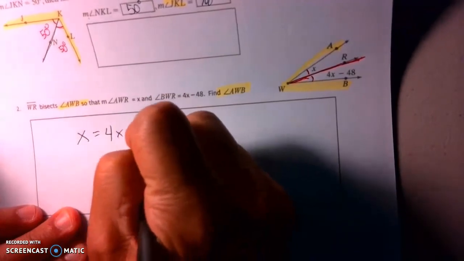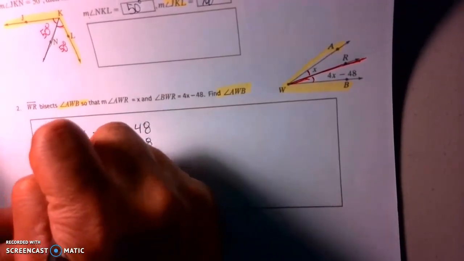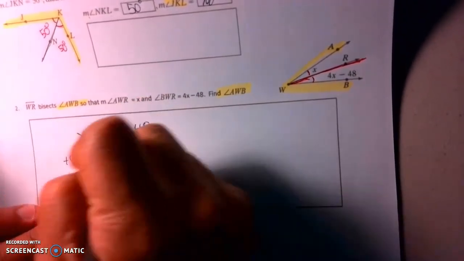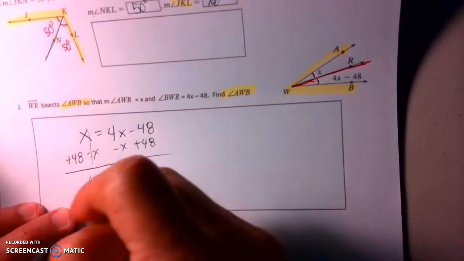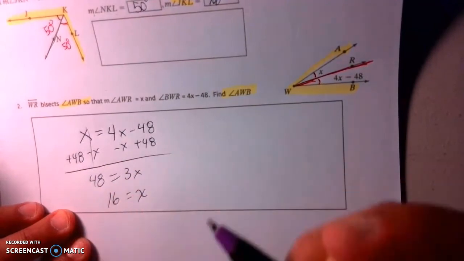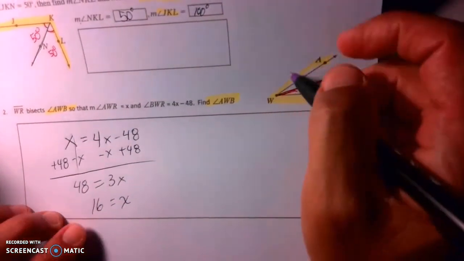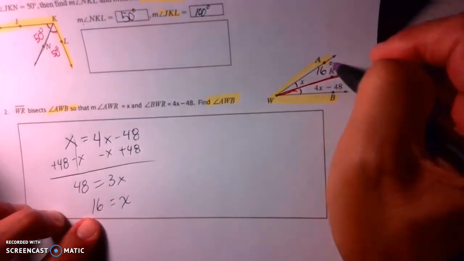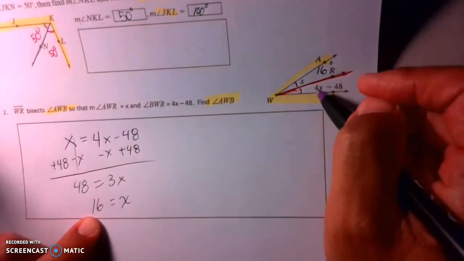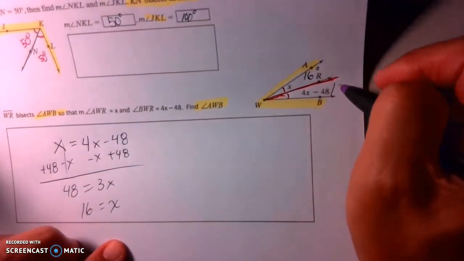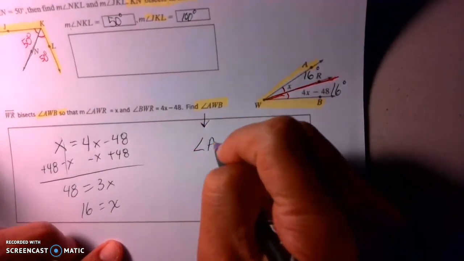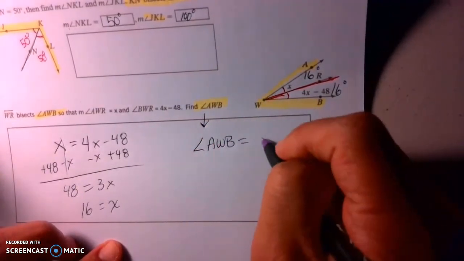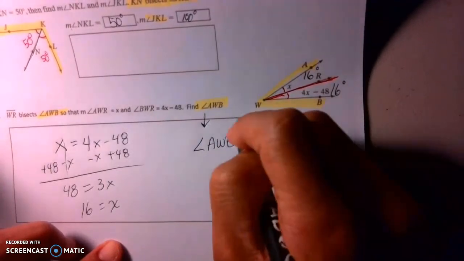I'm going to add 48 over here, and I'll minus x over this direction. This is 48, the x's go away. This is 3x, divide by 3, 16, when I divide by 3. So that means this is 16 degrees, and if I put 16 here, multiply by 4, and minus 48, this will also be 16 degrees. So the measurement of angle AWB is 16 plus 16, 32 degrees.